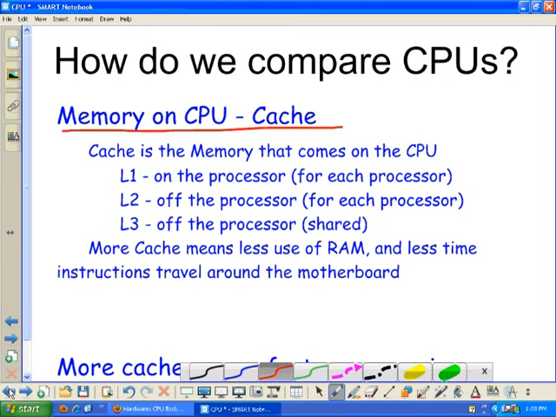L1 is on the processor. The memory is right there with it, okay? L2 is just off the processor, and L3 is somewhere on the die. It's just on here, okay? So the lower number is better, but they're all still on here. I'm going to explain it like this.